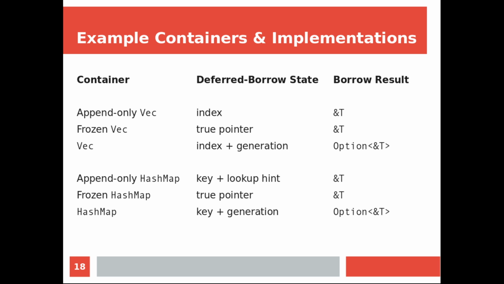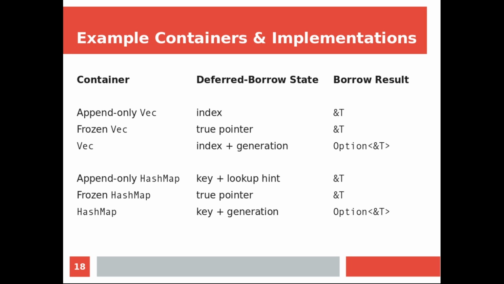Let's look at how various container types can implement deferred borrows. We've discussed vectors so far and focused on a form of deferred borrow that ensures correctness by putting the vector in an append-only state. In order to implement deferred borrows for this container, the reference object only needs to hold the array index. And because the vector cannot be shrunk, the index will always exist. And when we convert to a true borrow, we know we can provide it.